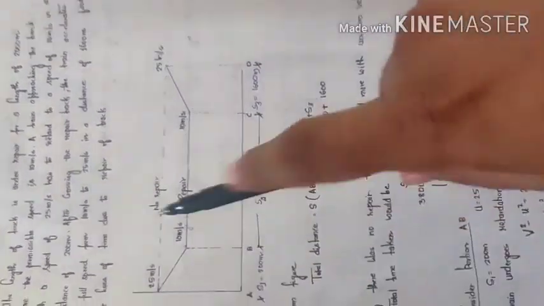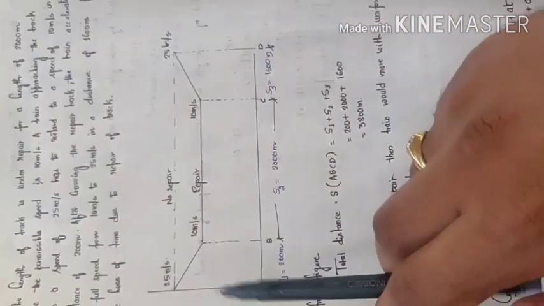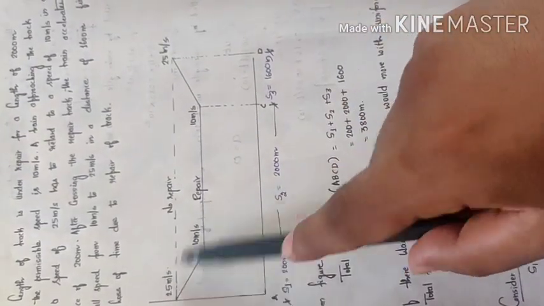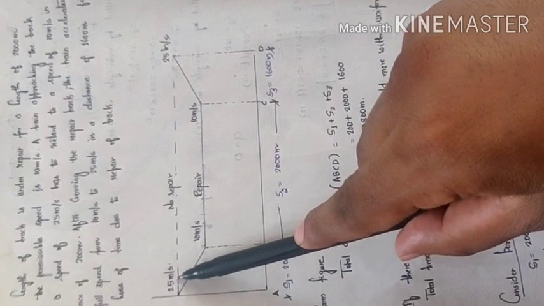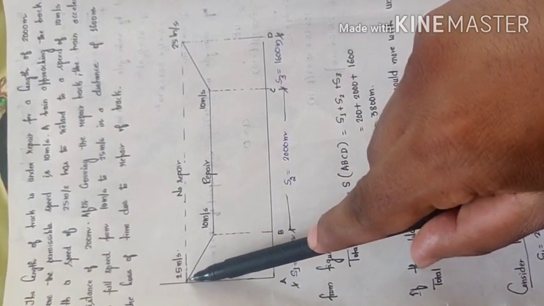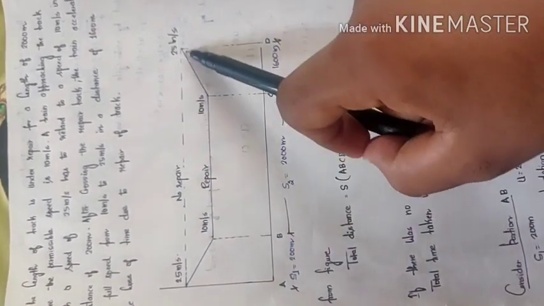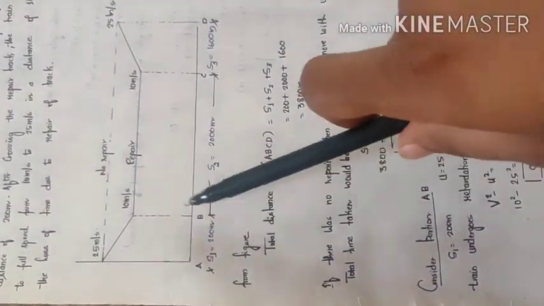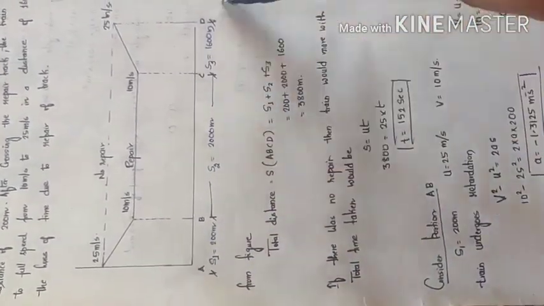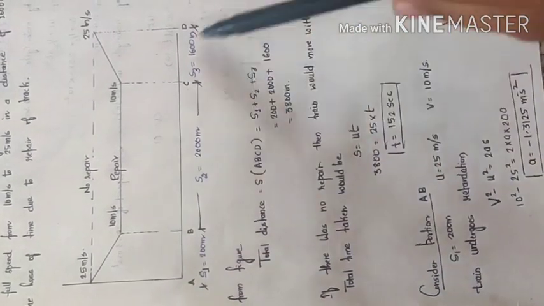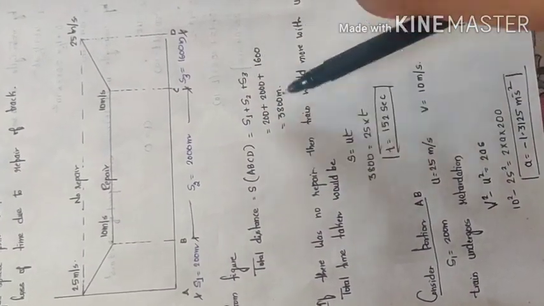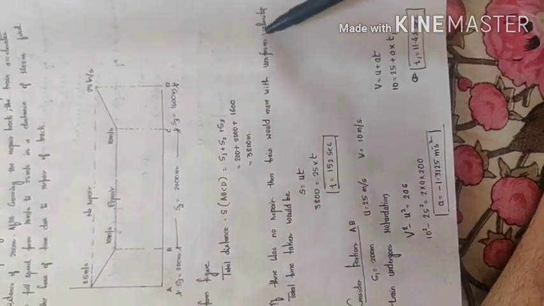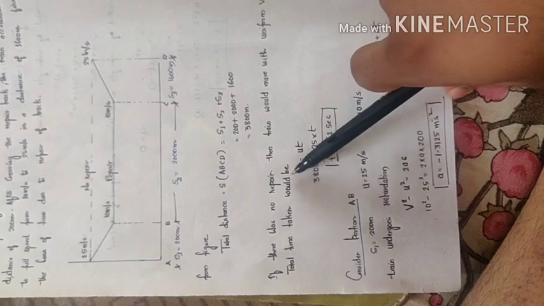Suppose there was no repair to be carried out, would the speed have changed? No, the speed would have been the same, 25 meters per second. The train would have traveled directly with a speed of 25 meters per second for this distance. If I take from the figure the total distance ABCD as S1, S2 and S3, divided into 3 parts, 200, 2000, 1600, it is 3800. If there was no repair, the train would have traveled with uniform velocity, and what would the time taken be?